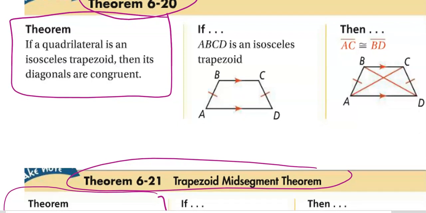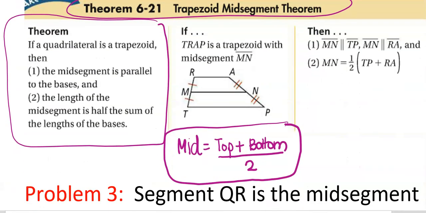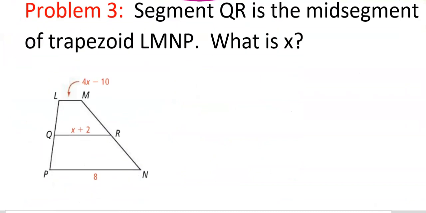This one kind of should remind you of a rectangle a little bit because there the diagonals are the same as well. So if it's isosceles, or to prove eventually it's isosceles, we're going to show the diagonals are the same. Then we go to the mid-segment theorem, which we talked about a little bit already. You're going to take that top shorter segment plus the bottom longest segment and divide it by 2. So the mid-segment is kind of like the average that's in the middle. Okay, and that's how I remember that formula. It's pretty easy.